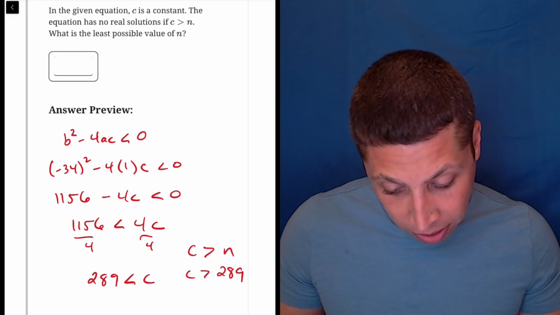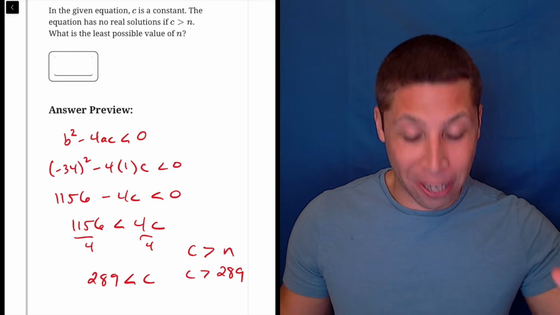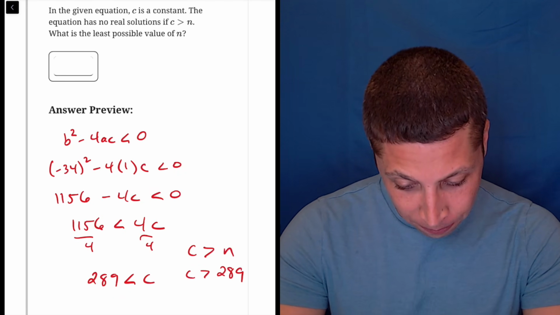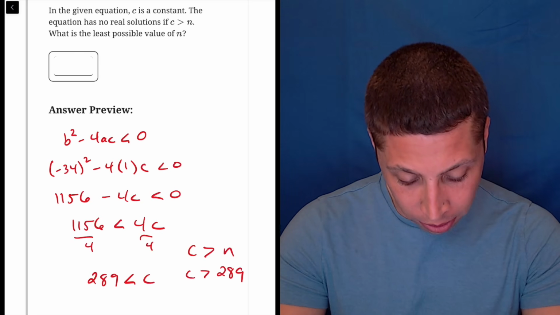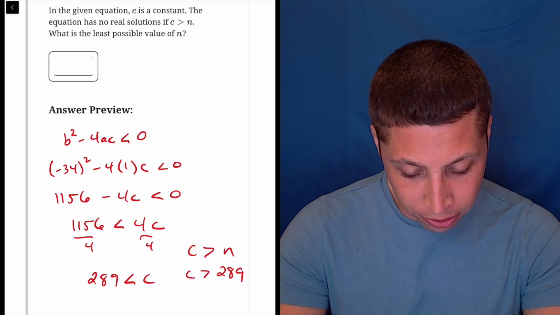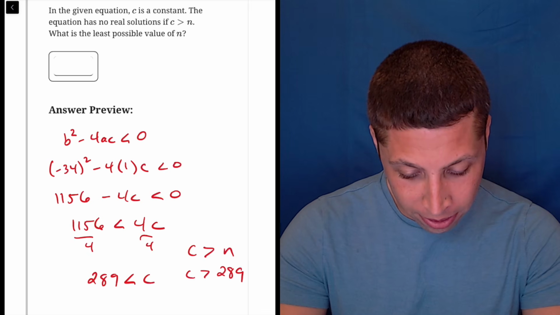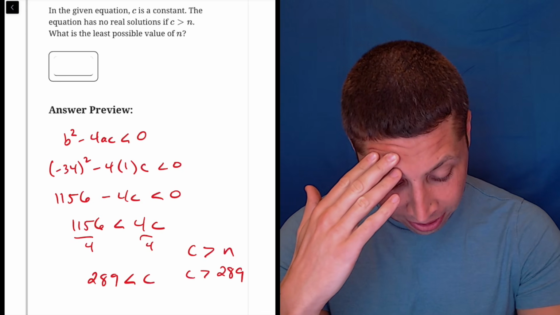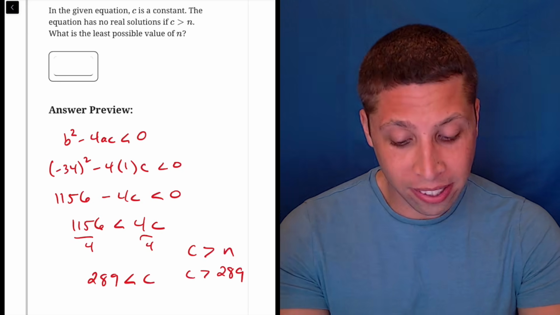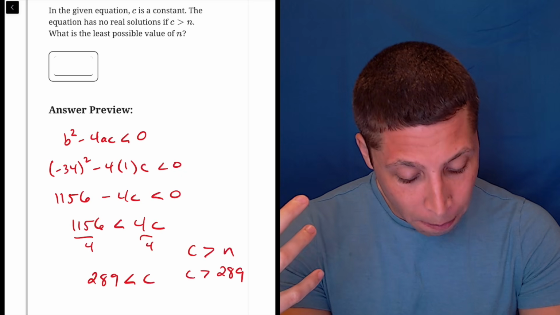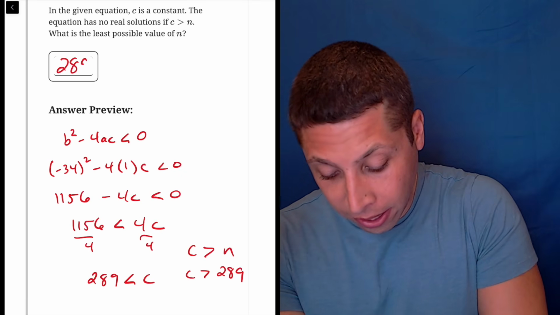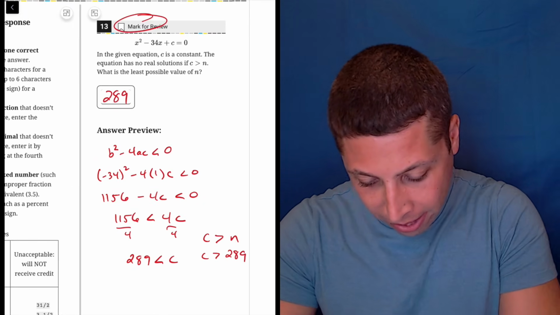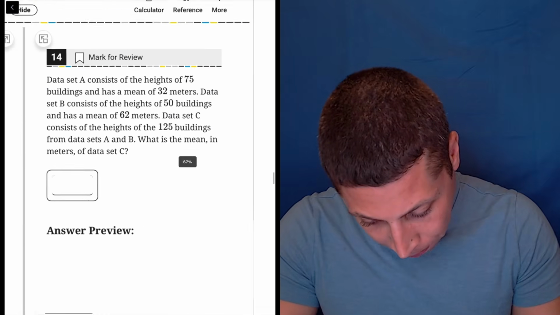So I guess, what is the least possible value of N? Hold on, I've got to be careful here. This inequality is messing me up. The equation has no real solution if C is greater than 289. Right? So isn't it just 289 the answer? Because we're not saying what is the least possible value of C. I think it's 289. I think that the inequality doesn't matter. I'm just matching things up. Let's just trust the process, and we'll come back to that one. I think that's right, though.